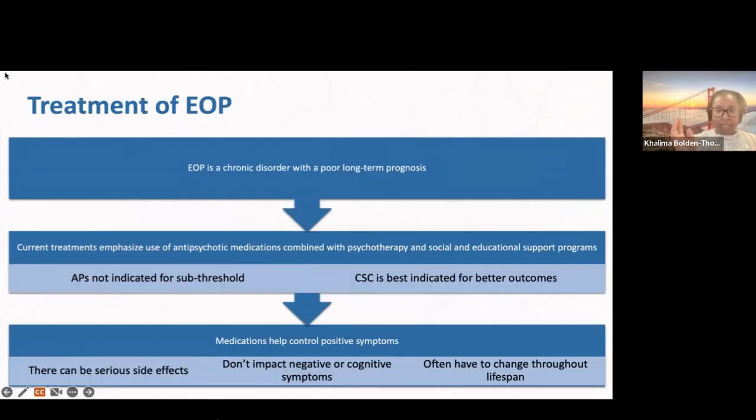So treatment for early onset psychosis, CSC, is best indicated, we know. APs are not indicated for subthreshold. So I know we've talked about this. Antipsychotics are not indicated for individuals who are in that attenuated range. And when we see comorbid autism and psychosis, we often see it in that subthreshold range. And part of that is because we're having trouble with that 5 or 6 differential because of that theory of mind issue or that cognitive impairment, and we're not sure. Or they're able to say, yeah, I know it's not completely real. And so that reality testing is there.